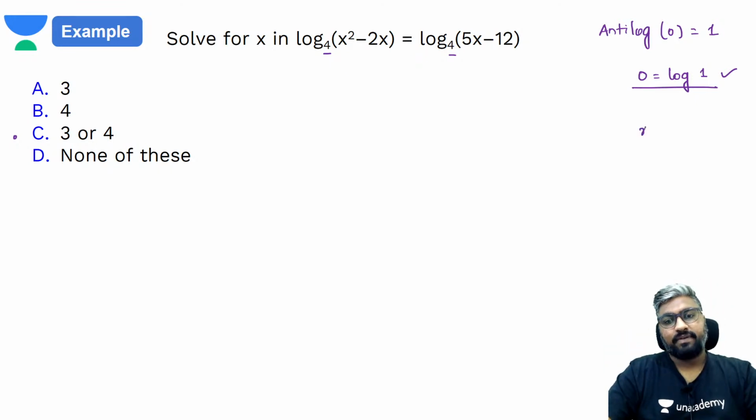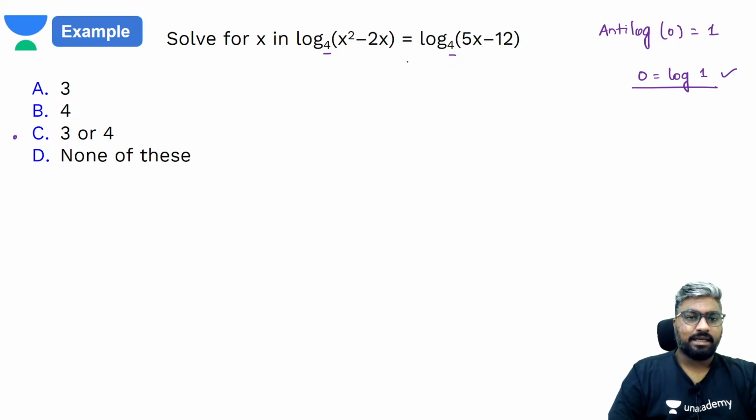For example, if I say x square is equal to y square, then here we take square root on both sides, correct? Saying what? X is equal to y. That's the same logic.